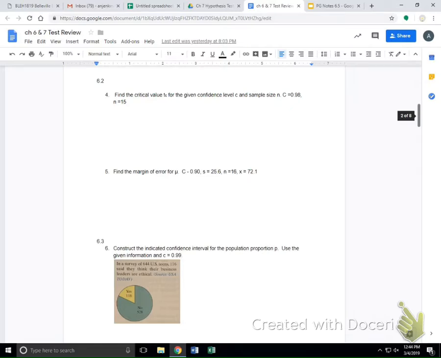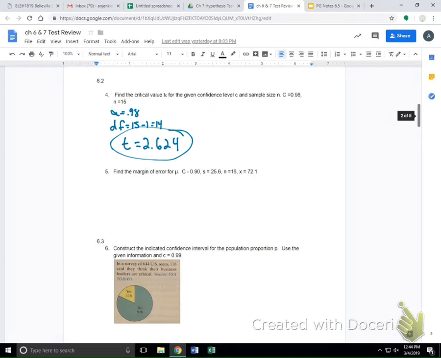So for section 6.2, which is where we're at right now, we're going to find the critical value, TC, for the given confidence level and sample size n. So we see that we have a C of 98 and we have an N of 14. So you are going to look for your alpha equals 0.98. And we have a degrees of freedom, which is 15 minus 1, which is 14. You're going to go in the back of your book, and you're going to find that your T is going to be something like 2.624 for your critical value.